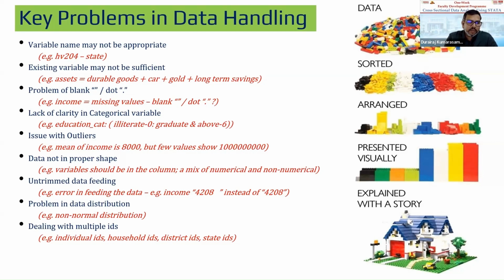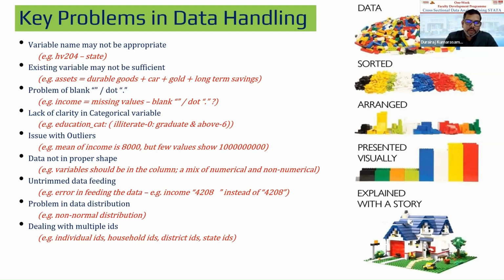The other is the problem with data distribution. Some data might be non-normally distributed. Some data may be very skewed towards the right. If such issues are there, there are different ways in which you can address them, and they also need to be addressed so that the data is ready for analysis.